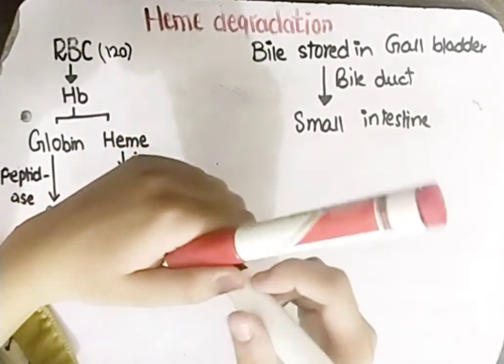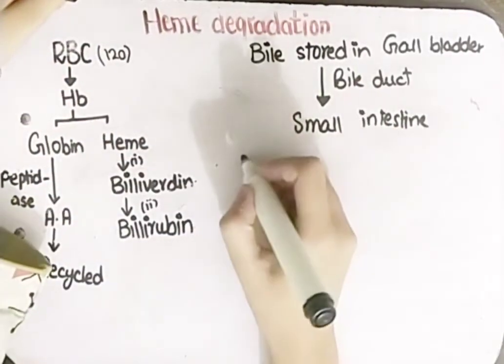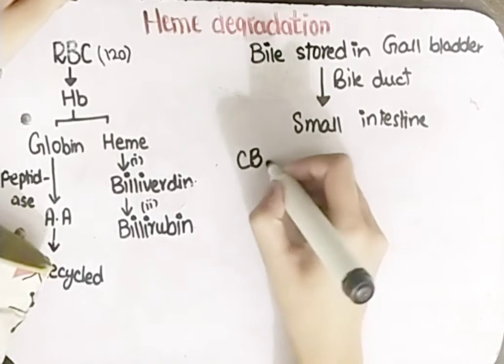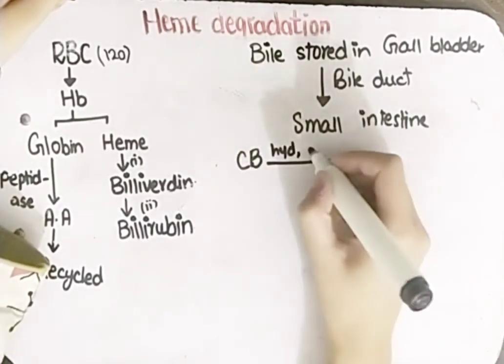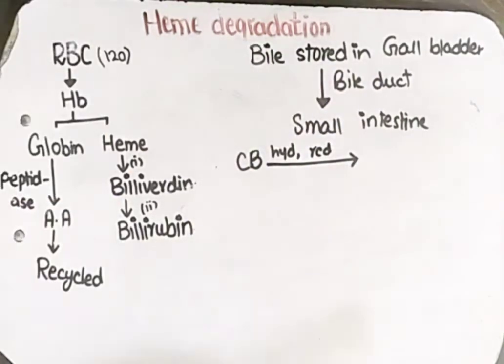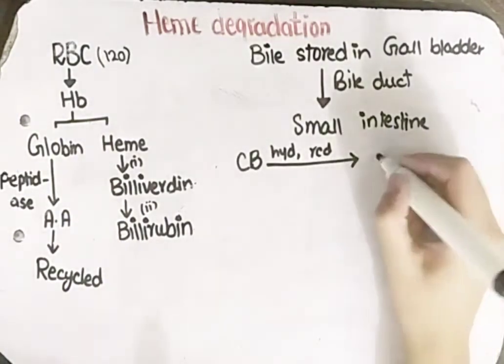Now what happens in the small intestine? In the small intestine, the conjugated bilirubin is hydrolyzed. It is hydrolyzed as well as reduced. Why does it hydrolyze and reduce? Because there are some microbes which are present in the small intestine, like staphylococcus, like streptococcus. These microbes are present in your small intestine all the time. What do these microbes do? They hydrolyze and reduce the conjugated bilirubin into a substance which is called urobilinogen.